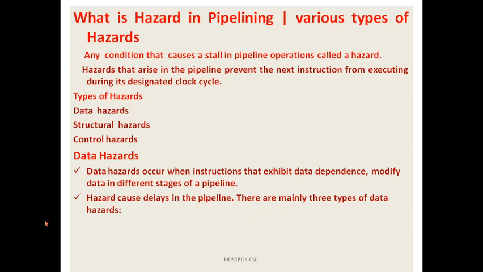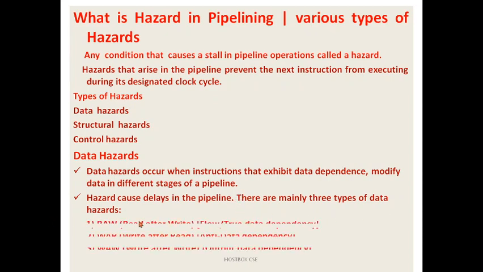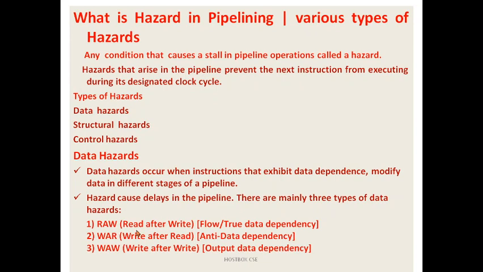There are mainly 3 types of data hazards. One is RAW, read after write, which is a true data dependency. Another is WAR, write after read, which is an anti-data dependency. And also WAW, write after write, which is called an output data dependency. In upcoming sessions we will see these clearly.